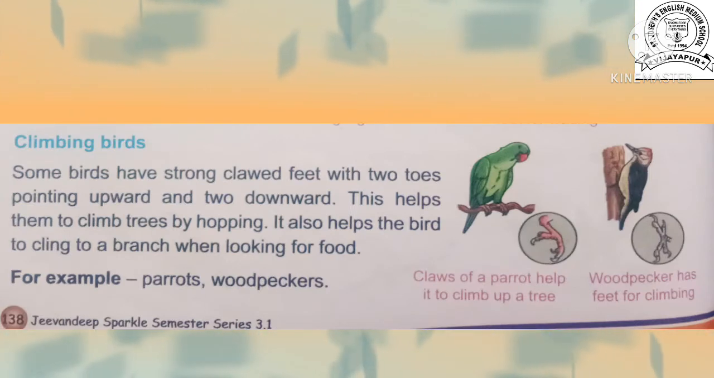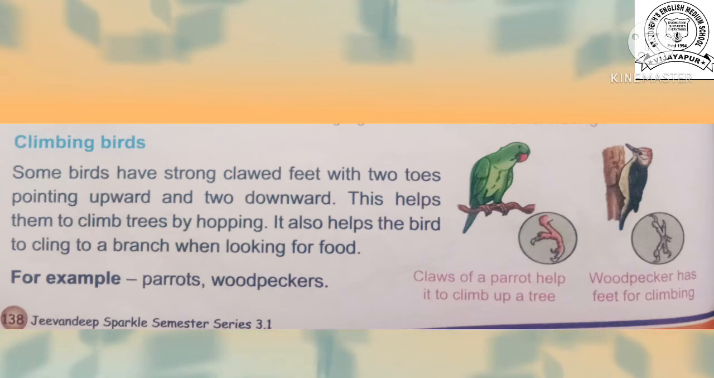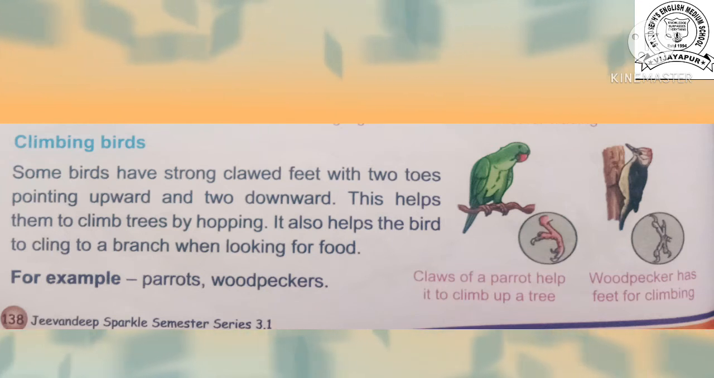Now the next one is the climbing birds. Some birds have strong clawed feet with 2 toes pointing upward and 2 downward. This helps them to climb trees by hopping. It also helps the birds to cling to a branch when looking for food. For example, parrots and woodpecker.